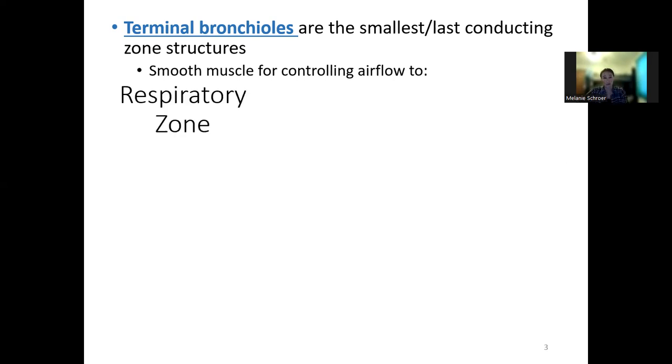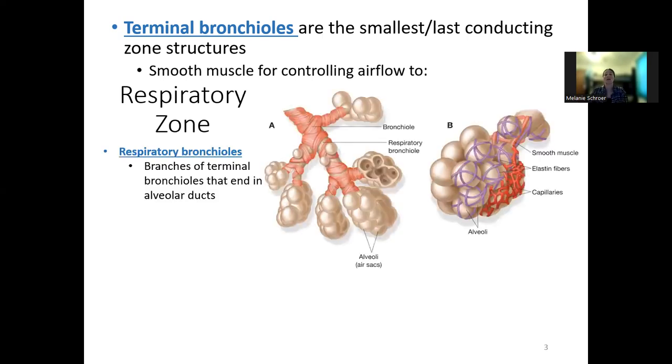That is the main purpose here, their main function. And so these are the last structures that are considered to be part of the conducting zone. It is in these bronchioles that we have smooth muscle, a lot of smooth muscle, that essentially controls the airflow into the respiratory zone. We need to make sure that just the right amount of air is going into these respiratory structures. This is where gas exchange is going to occur. It has not happened yet. What we see here is the ends, finally, of our respiratory tree. We can see that there's lots of smooth muscle wrapped around these airways, therefore controlling how much air flows into these final structures.